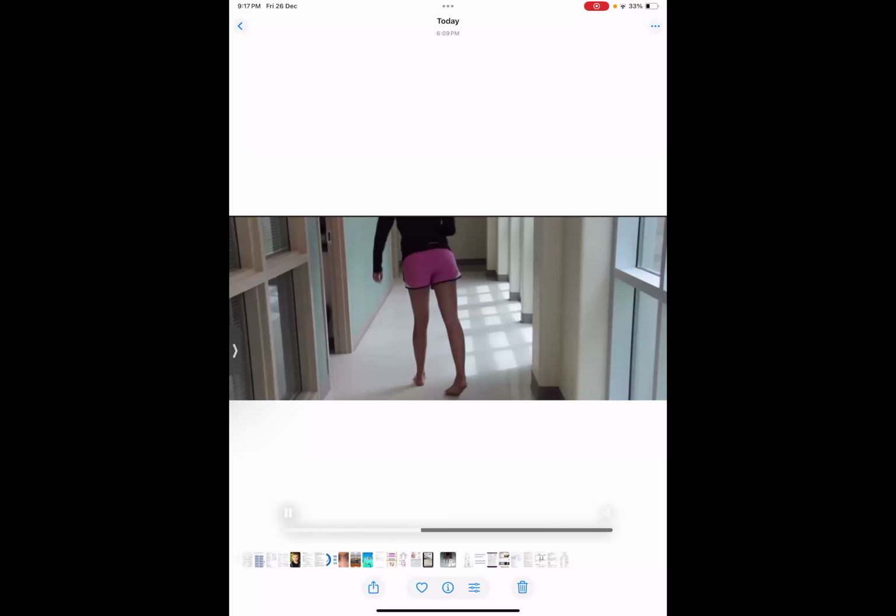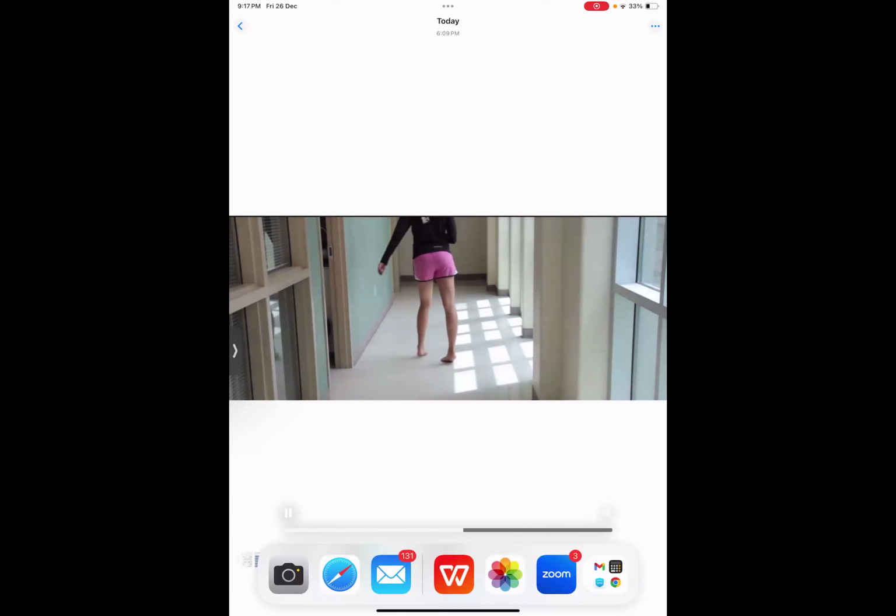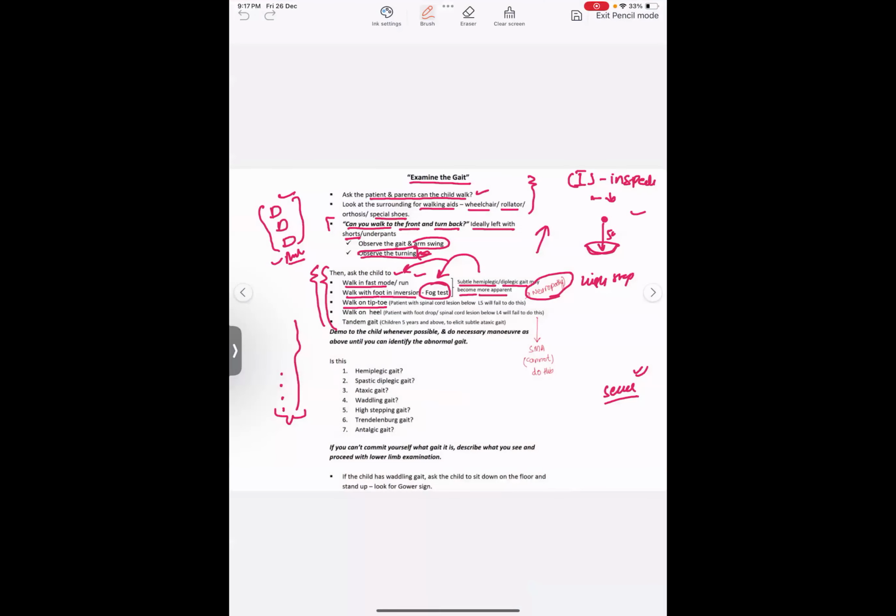This is a very obvious hemiplegic gait. These are done when you are not sure, when there are very little subtle changes. Walk on the tiptoe. A patient with a spinal cord lesion below L5 will fail to do this.